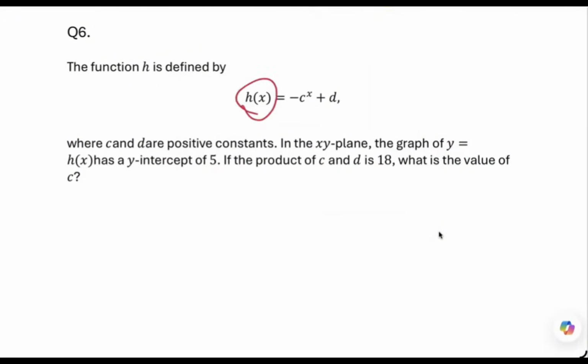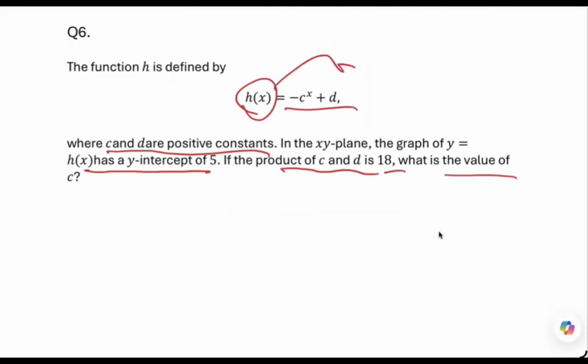They give you h of s equals this. They say C and D are positive constants, right? In the XY plane, the graph of h of s has what? A y-intercept of 5. If the product of C and D is 18, what is the value of C? This is a straightforward question, right?